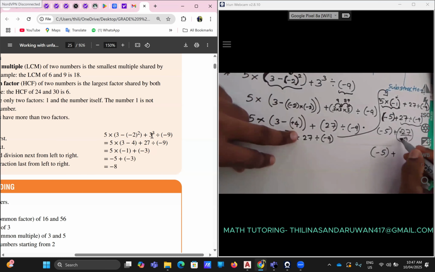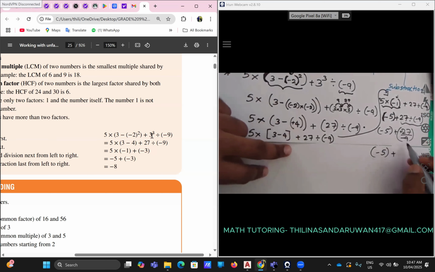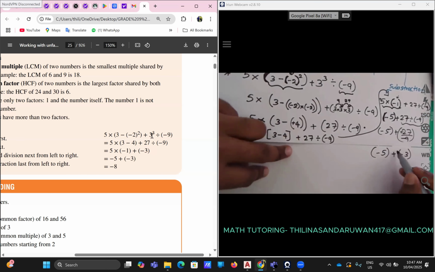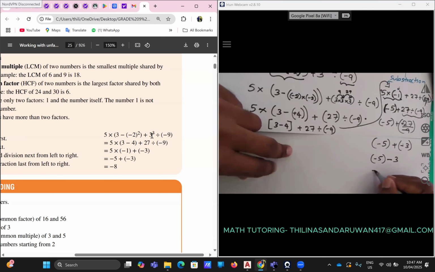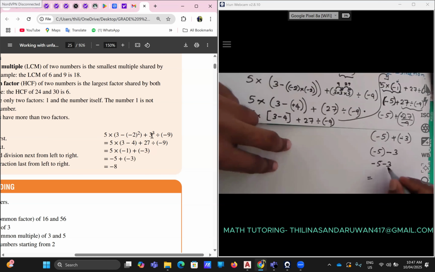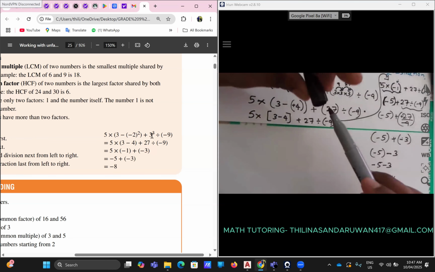This is a plus number, this is a minus number, which means plus divided by minus means a minus number, minus 3. Then just multiplication, plus by minus is minus. Then just minus 5 minus 3 is minus 8. This is the answer, right?